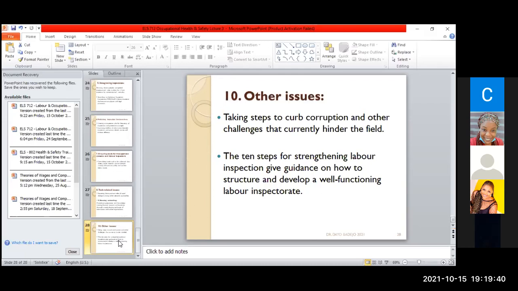The 10th point gives you the opportunity to also add your own thinking or express yourself. The 10 steps for strengthening labor inspection give guidance on how to structure and develop a well-functioning labor inspectorate. So you're able to express your thoughts in this line and bring your experience to bear when you are faced with an examination situation. But more importantly, it's not just to pass the exam, it's for us to be conscious, to be aware that we are also involved.